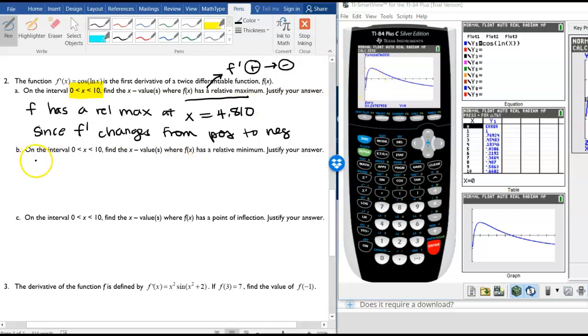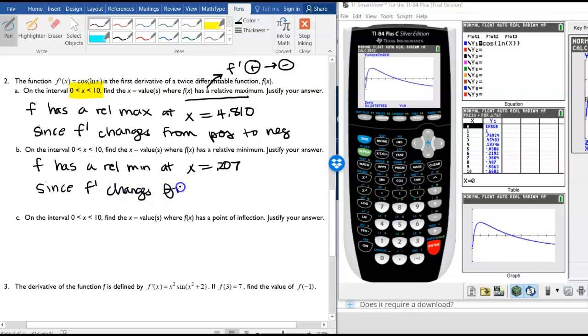And so I'm going to say, just like in the last one, f has a relative min at x equals 0.207 or 0.208. You can round up if you need to. And our justification is since f prime changes from negative to positive.